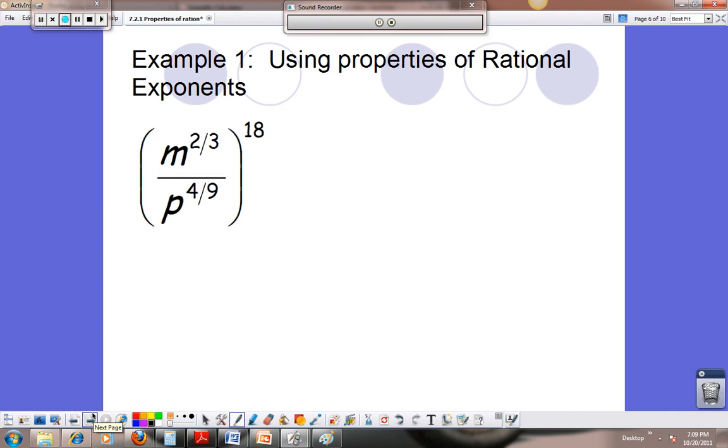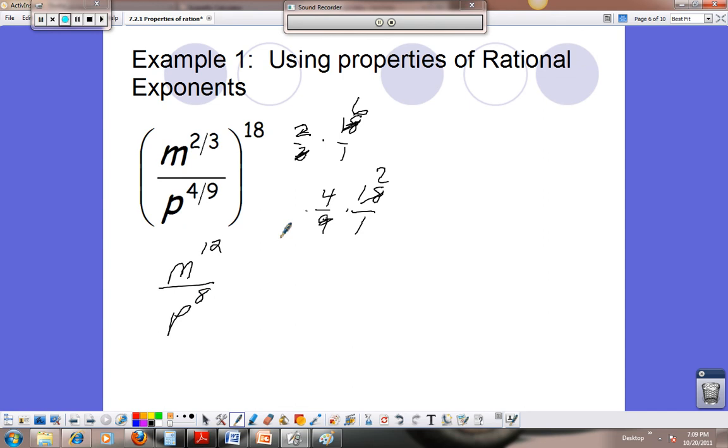Next example. Same thing. We're going to take m to the 2/3 times 18. Remember, when I raise a power to a power, I'm multiplying. So I'm going to take 2/3 times 18. The 3 cancels, 18 goes to 6. 6 times 2 actually gives me m to the 12th over p to the 4/9. Again, when I'm raising this power to a power, I multiply. This goes to 1, 18 goes to 2, 2 times 4 is 8. So I end up with p to the 8th.